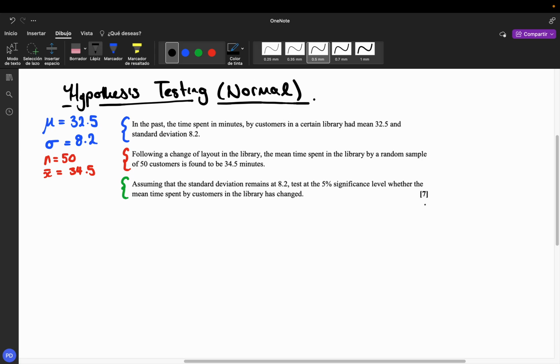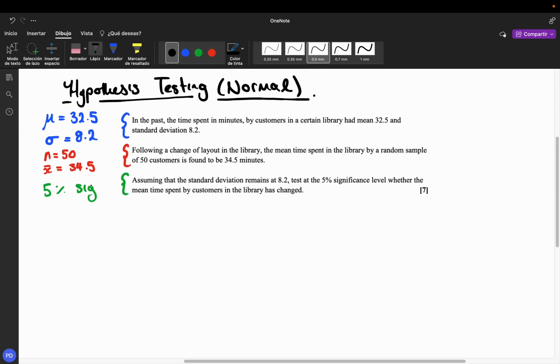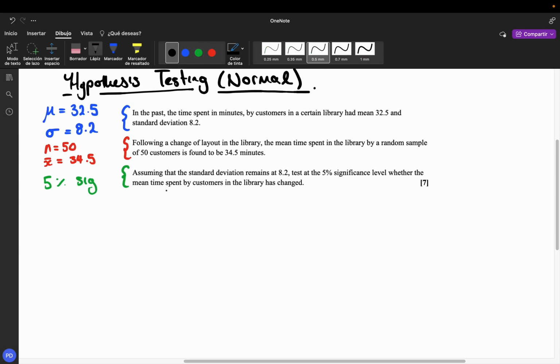Okay, so we've got 7 marks here. Test at this significance, so 5% significance level. These are the parts of the question that you need. And now we launch straight ahead. So there are 7 marks, 7 steps. Our first step is to write out our null and alternate hypotheses.